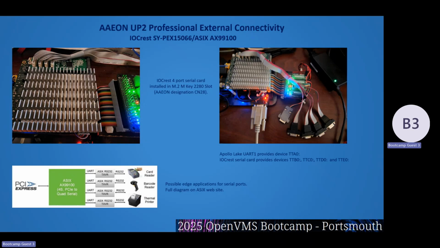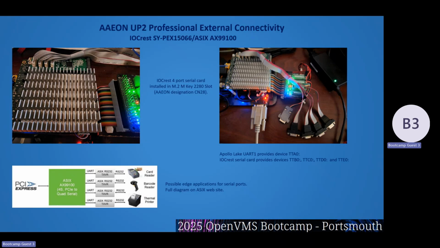This is the console port, again, through one of those little TTL to RS-232 converters. That's your OPA 0 connection. And the diagram there on the lower right from the vendor, actually the chip vendor, says this is how you can take single board computers and connect them to the outside world. Connect them to a card reader, maybe a barcode reader, a thermal printer.